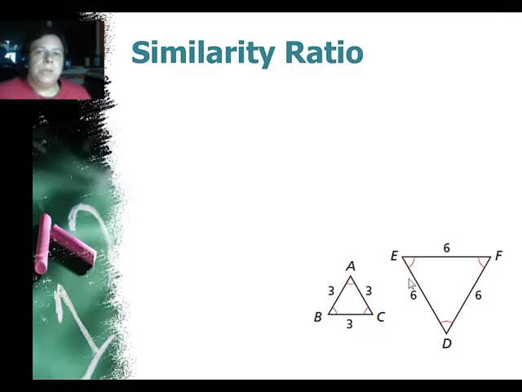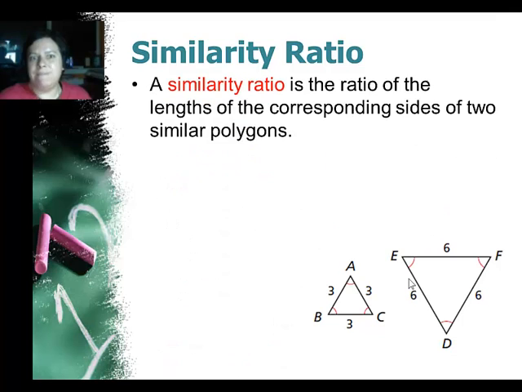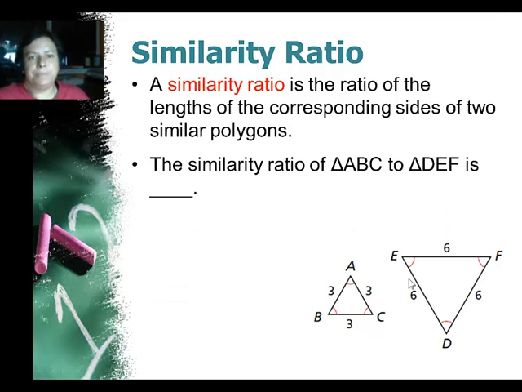Now, another term you can learn about is the similarity ratio. We won't spend a huge amount of time on it, but that doesn't mean it won't show up on a quiz. Hint, hint. So, a similarity ratio is the ratio of the lengths of the corresponding sides of two similar polygons. And it's really easy to do.